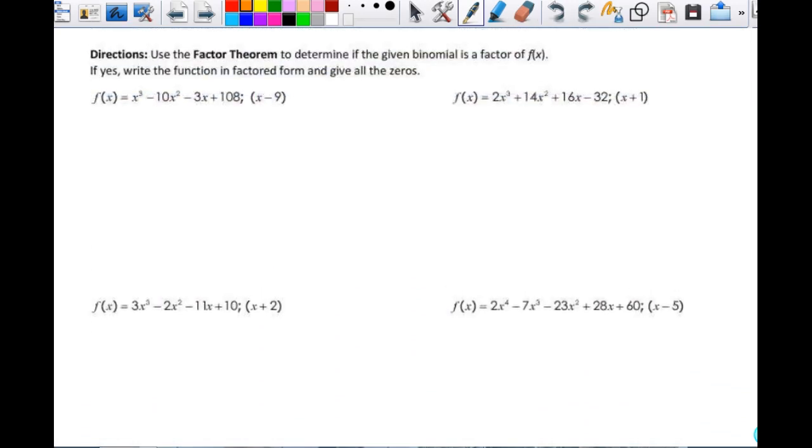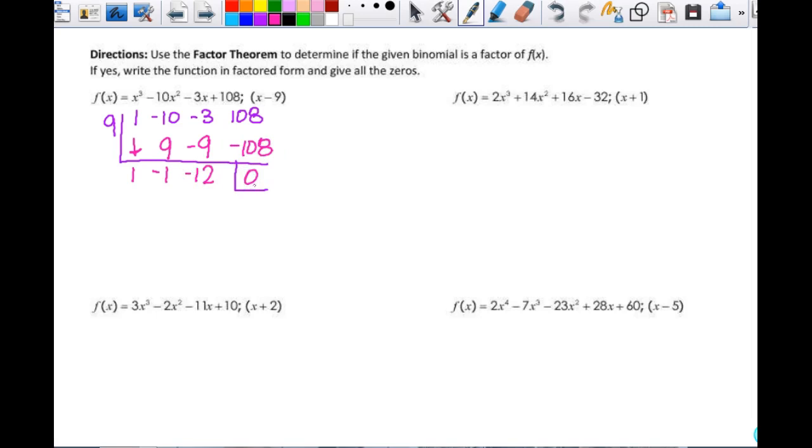So then I'm going to use the factor theorem to determine if a given binomial is a factor, and if it is, then I have to write it in factor form and all zeros. So I'm going to test that with synthetic division. 1, negative 10, negative 3, 108. 1, 9, negative 1, 12, negative 108, 0. Since my remainder is 0, that means that yes, it is a factor.